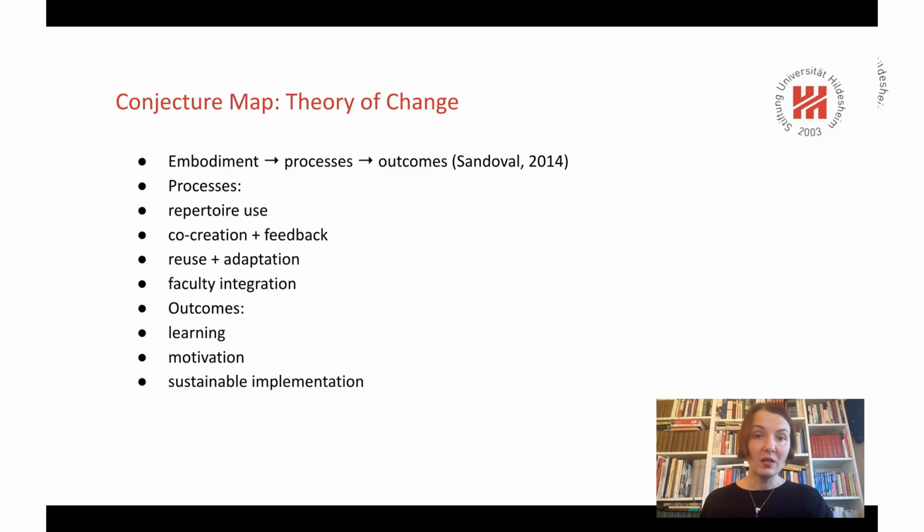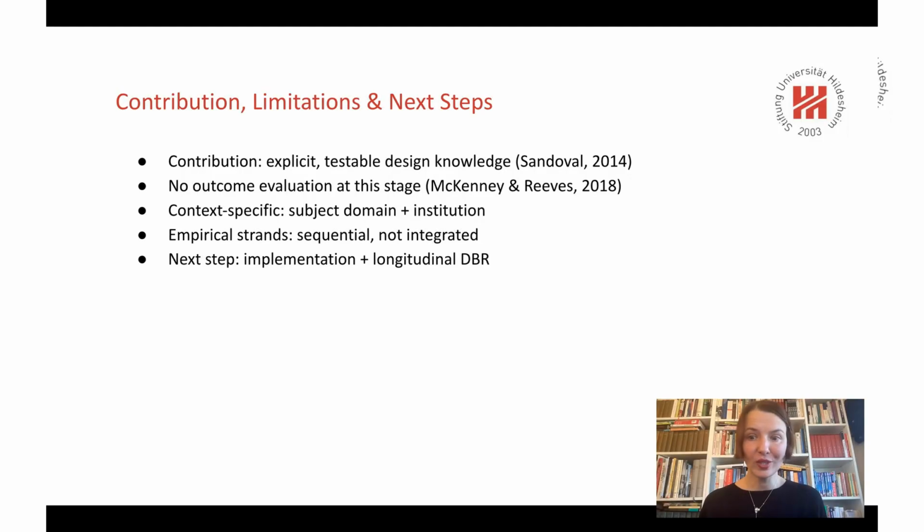The intended outcomes are threefold, you can say: learning about translanguaging, motivation, and sustainable implementation. These outcomes, however, remain hypothesized at this stage because the Translang² has not been implemented yet. The contribution we're trying to make with this paper lies in articulating design knowledge in the form of explicit conjectures. These conjectures are intended to be tested and refined in subsequent design cycles.